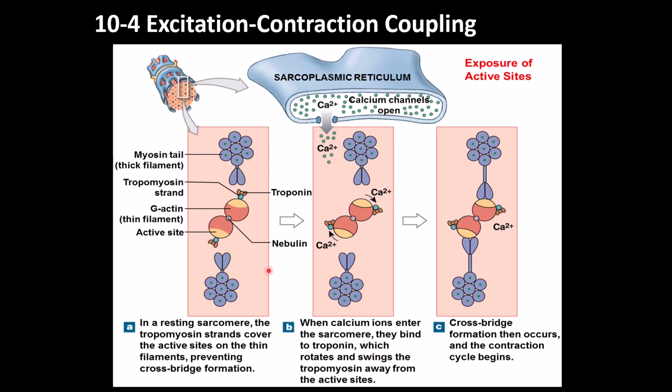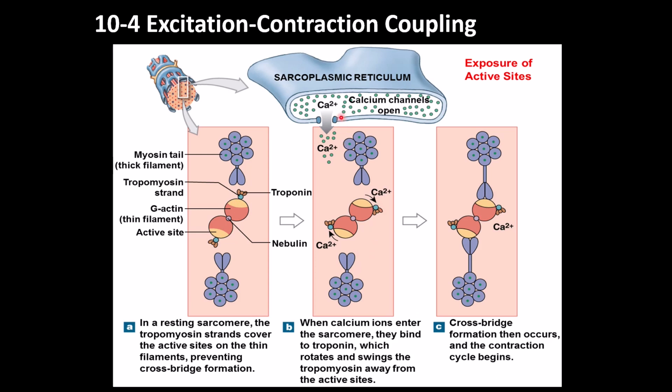Okay, so what we see here is the F-actin strand, and these are the G-actin molecules that contain the active site. Normally the active site is covered by tropomyosin, and you also have troponin here. There is no calcium there, and the active site is covered by tropomyosin, so there is nothing happening. No connection between myosin and actin will happen here.